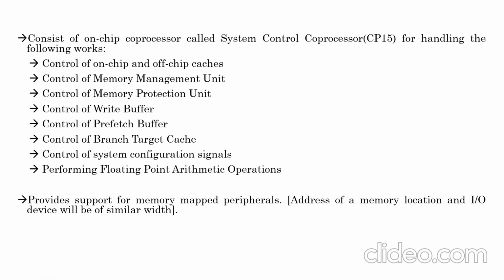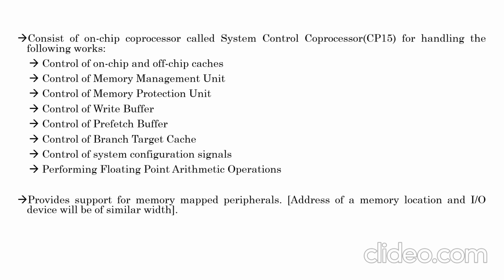Branch target cache means during the fetch stage itself, the processor will determine whether the subsequent instruction is a branch instruction or not. This is for improving the pipeline processing speed. System configuration signals, meaning read, write and various system component based signals, also will be controlled by the coprocessor. Mainly it performs floating point operations, digital signal processing based applications, and hardware acceleration based operations. Everything is carried out by this system control coprocessor, or CP15.